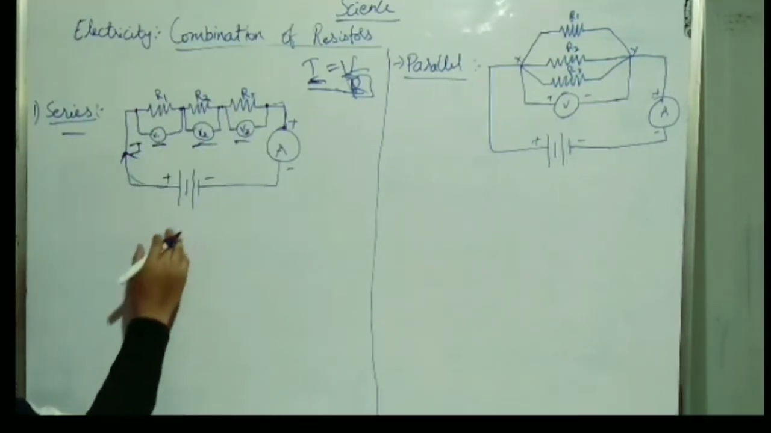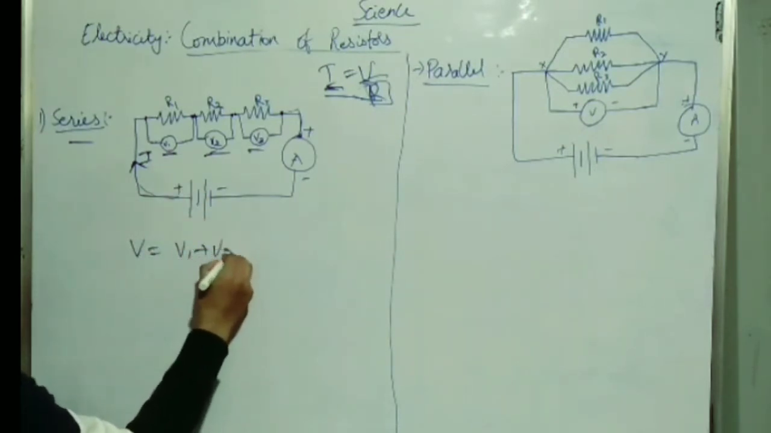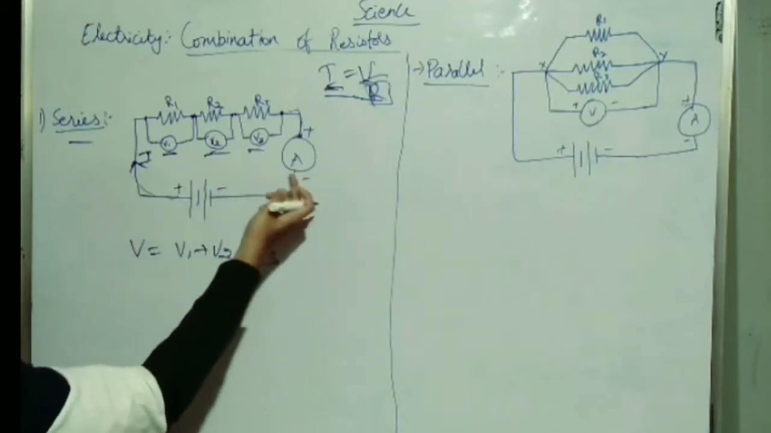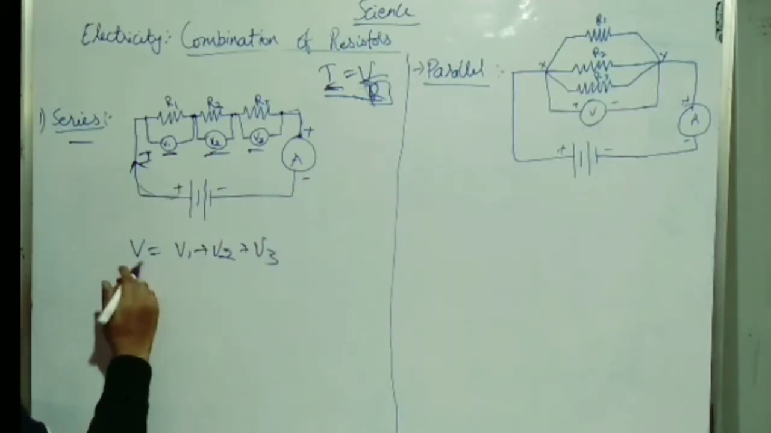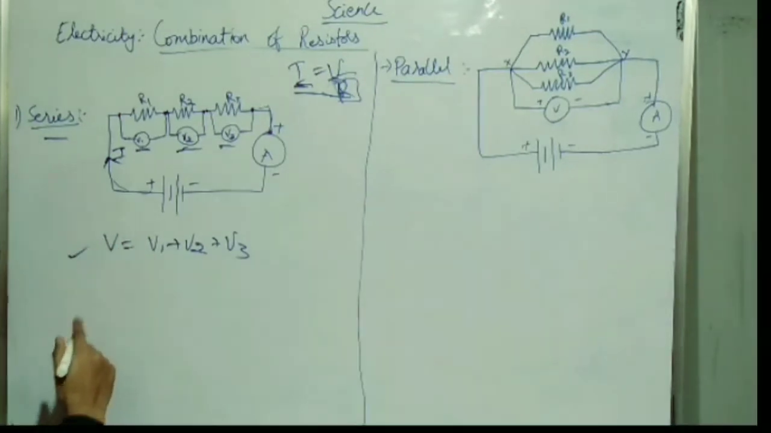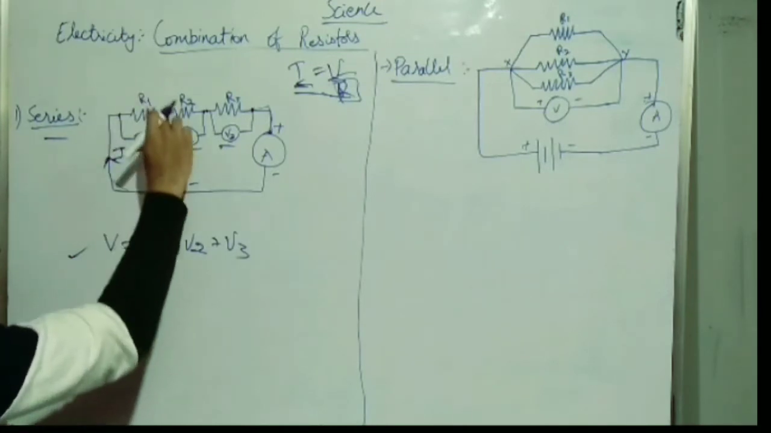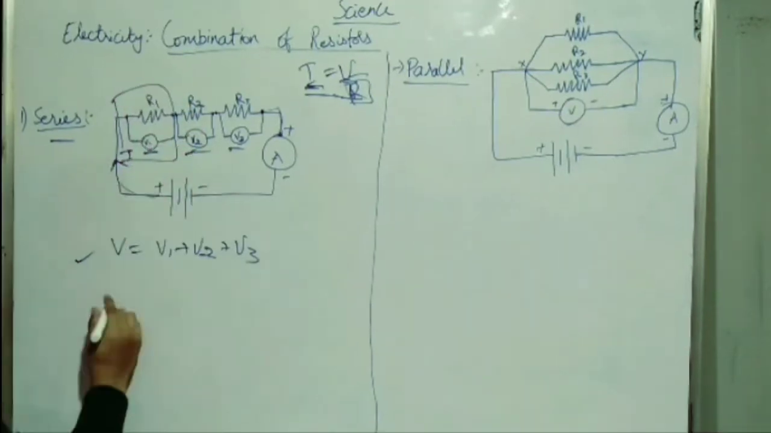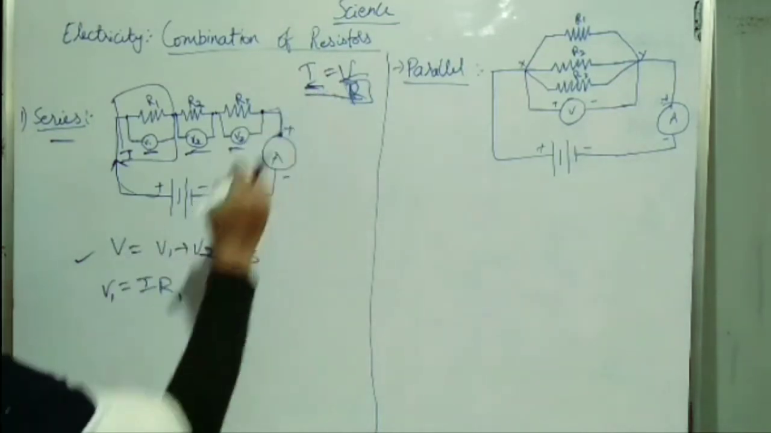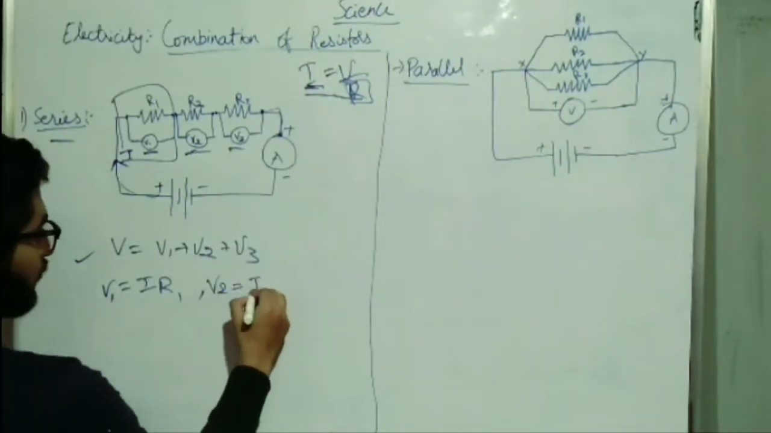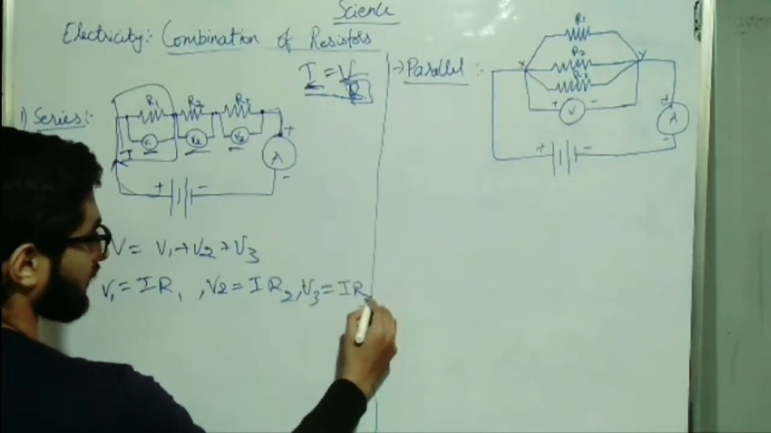How can you find that? Your second point was that the total potential difference will be the sum of the individual potential differences. So this is V1, V2, V3, and this sum is your total potential difference. Now let us take the individual potential difference across this small circuit. V1 will be equal to I into R1 by Ohm's law. Similarly V2 and V3. Correct?